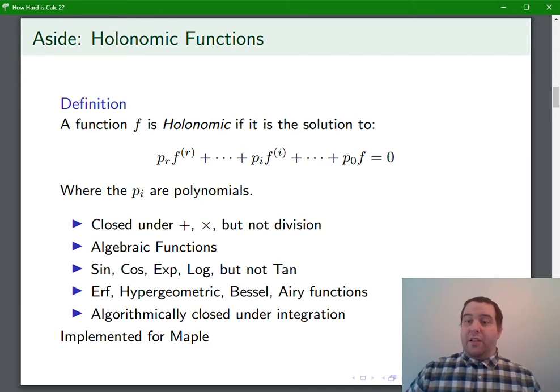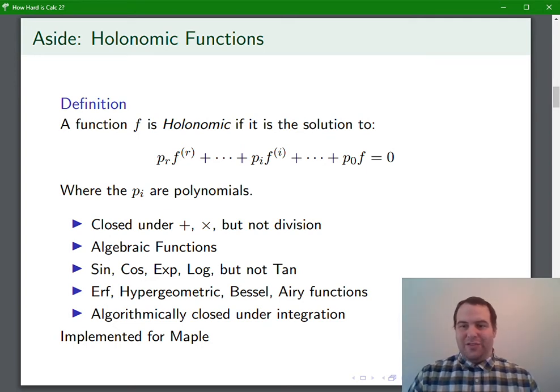This is a holonomic representation of the function. And the very nice thing about these representations, so first of all, they're closed under addition and multiplication. They're not closed under division, which is a little bit... They contain all of the algebraic functions, that is, any function whose graph is given by a polynomial relationship in x and y. A lot of implicitly defined functions showing up again.